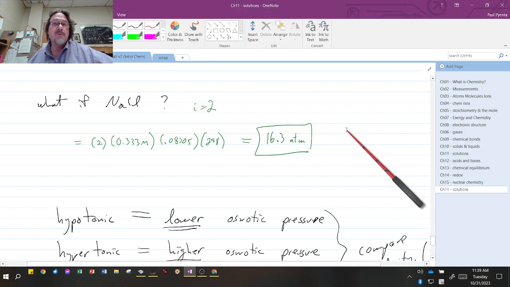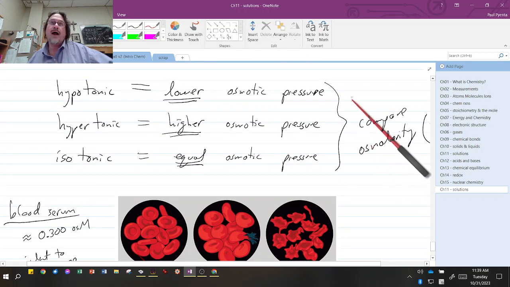Okay, this turns out to be really, really important for IV solutions and for biological solvents and solutions, like in the cell or in the blood or in the body, because we want to avoid a lot of water passing across all of these semi-permeable membranes in our bodies, which are called cell membranes. Because if too much water passes across them, it's going to affect the cells greatly.